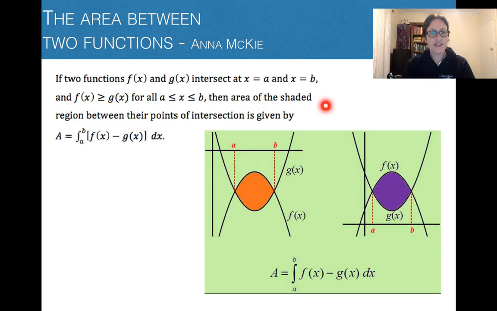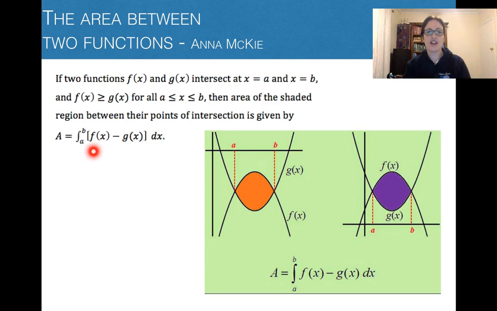So here's our definition. If we have two functions, f of x and g of x, and they intersect at x equals a and x equals b, and let's have a look at this one here. If f of x is greater than g of x, so that's the one on top or the higher function, for between a and b all the time, then the area of the shaded region between their points of intersection is given by this definite integral.